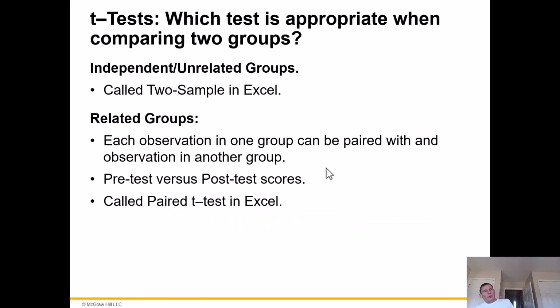Now, which test is appropriate when comparing two groups? If they're independent or unrelated groups, we can do what's called a two-sample t-test in Excel. If they're related groups, then each observation in one group can be paired with an observation in another group. For example, pre-test versus post-test scores are obviously related, right? In Excel, we call that a paired t-test.